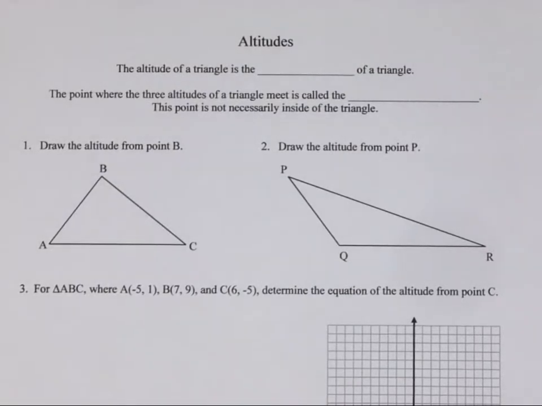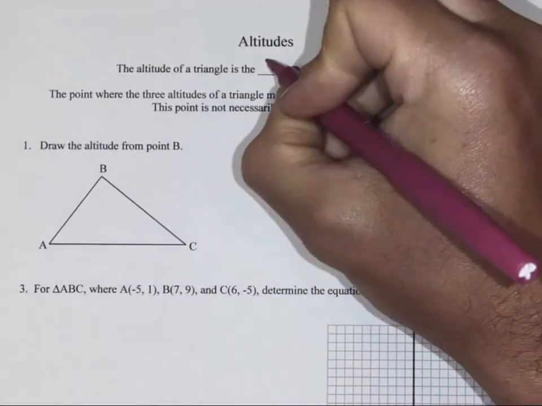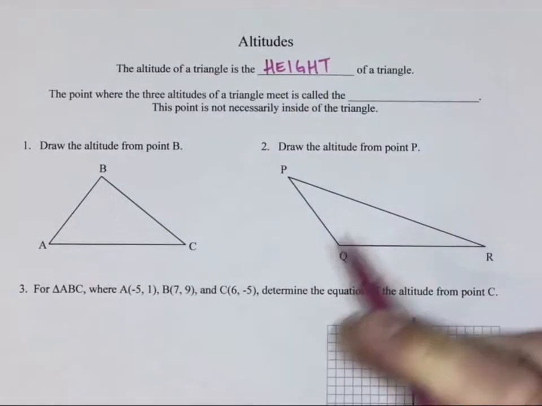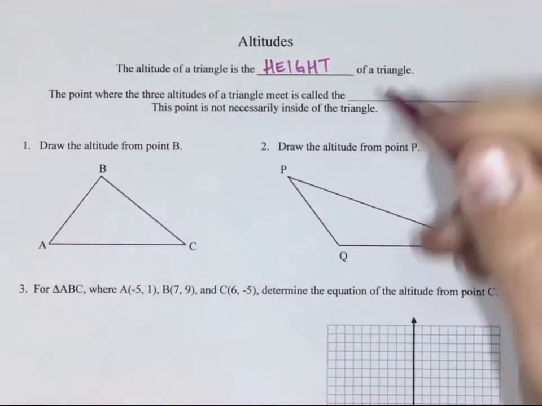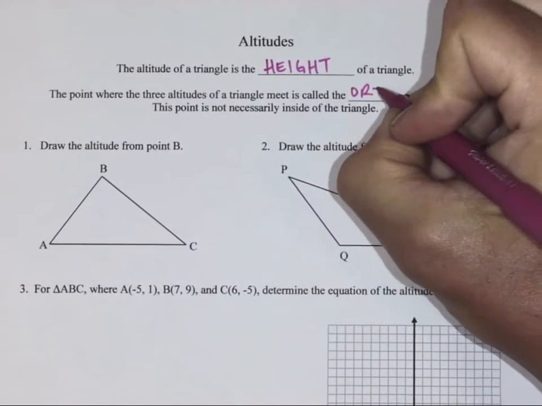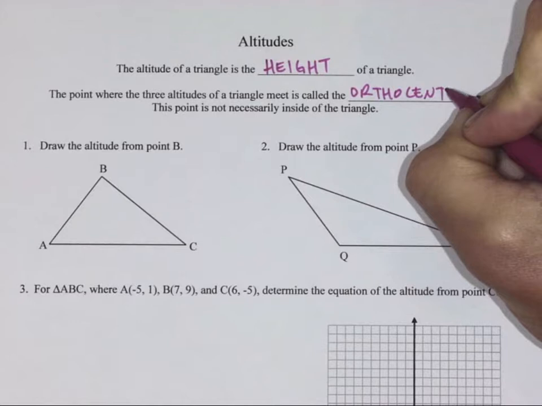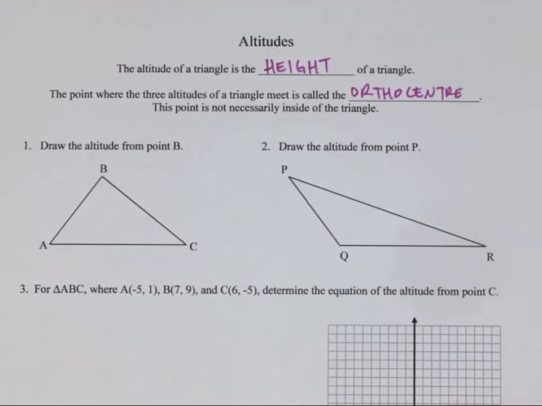Okay, the third special line that pertains to any triangle that we're going to look at is the altitude. The altitude of a triangle is the height of a triangle. The point where the three altitudes of a triangle meet is called the orthocenter. This point is not necessarily inside the triangle.